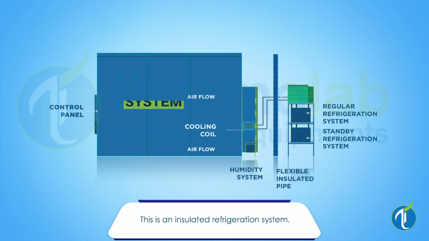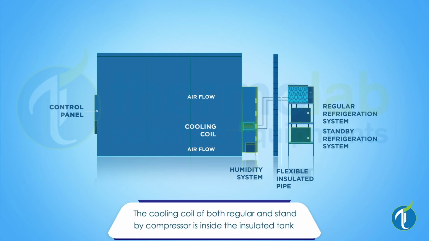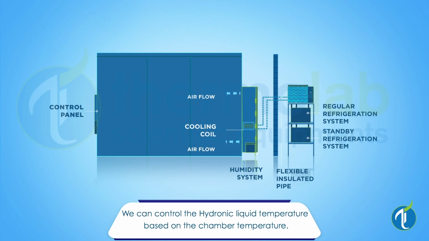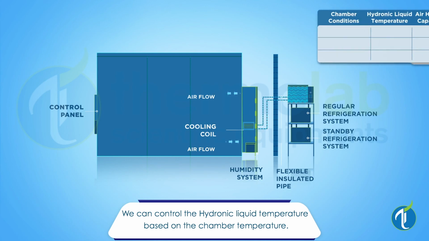This is an insulated refrigeration system. This is a regular compressor and this is the standby compressor. The cooling coil of both regular and standby compressor is inside the insulated tank consisting of a hydronic liquid with the temperature controller attached to it. This is an independent unit manufactured in the factory. We can control the hydronic liquid temperature based on the chamber temperature.